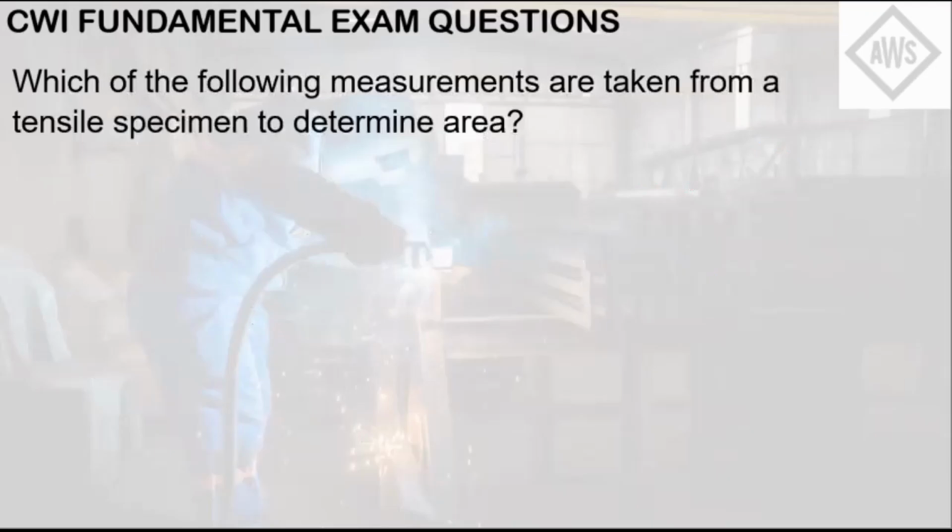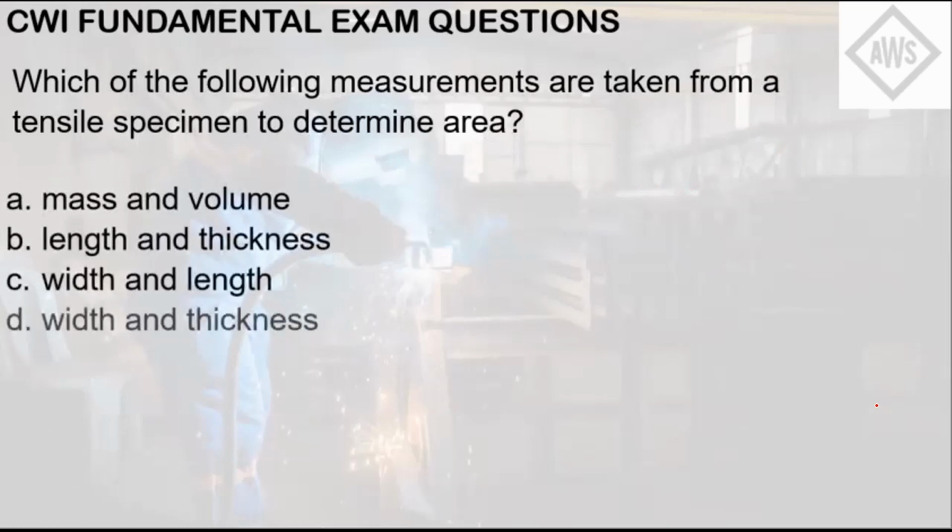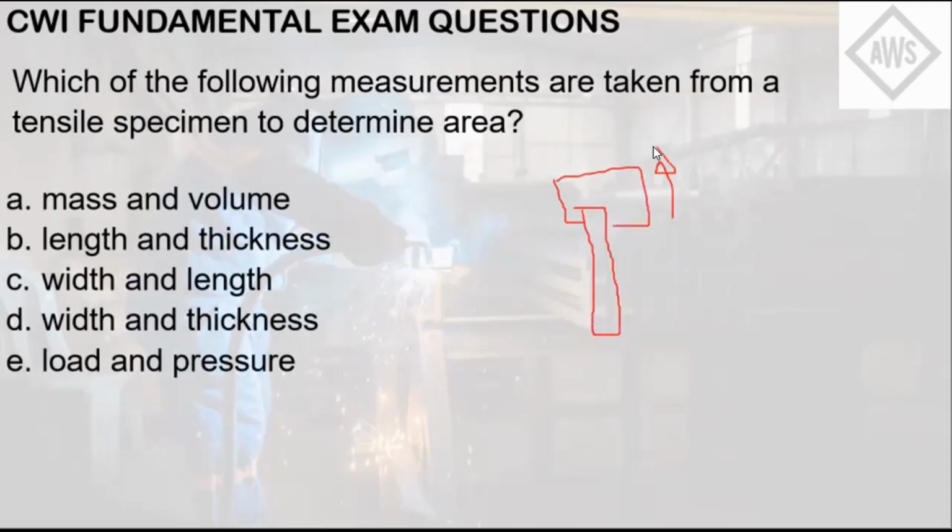Which of the following measurements are taken from a tensile specimen to determine area? Letter A, mass and volume. B, length and thickness. C, width and length. D, width and thickness. Letter E, load and pressure. If you're looking to determine the area from a tensile specimen, you basically have to pull it. You have a testing machine and you have to pull it. So you need to determine the load, the force basically, and the pressure, or the stress capacity of that material, in order to determine the area here.